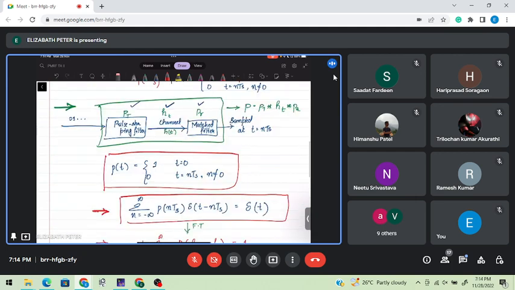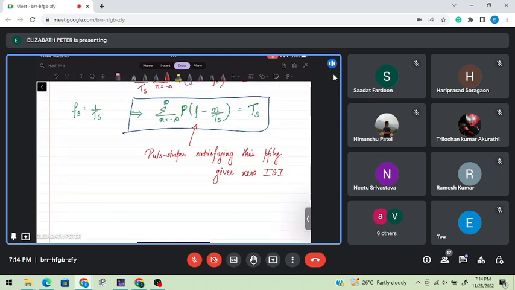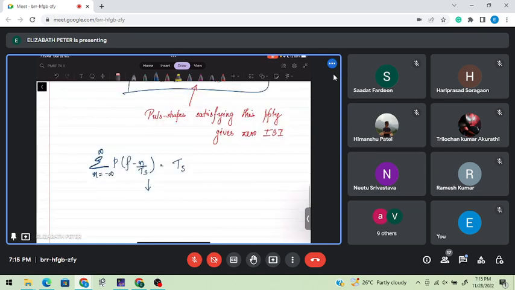One thing I need to tell you is that in the question, if you follow this condition fully, no option satisfies it. That means out of these four options, there is no pulse shape satisfying this condition if you take it as it is. Instead, if I look at this condition as summation over n varying from minus infinity to infinity of P of f minus n by Ts equals constant.